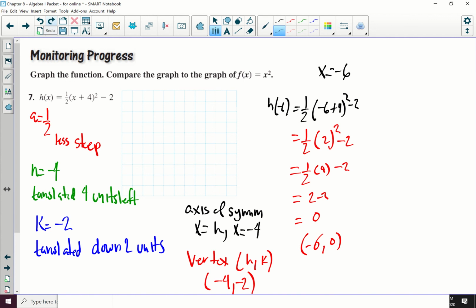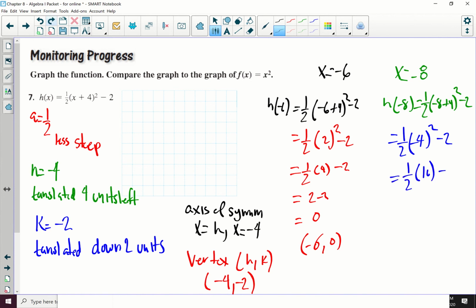Let's pick another number, and again we want to choose a number so that when we square it and subtract and do all that math, we want this to be divisible by 2. So let's go with x is equal to -8. So we have h(-8), and that's what it looks like when we substitute it. Now we'll do a little bit more math, and again, if you have a calculator, you can just put it in your calculator and let the calculator do the math for you. So we have (-4) squared is 16, times 1/2, subtract 2. We get that whenever x is equal to -8, y is equal to 6. So there's our next point.